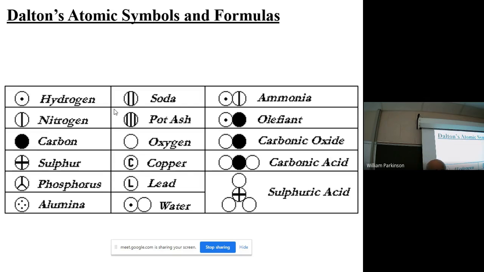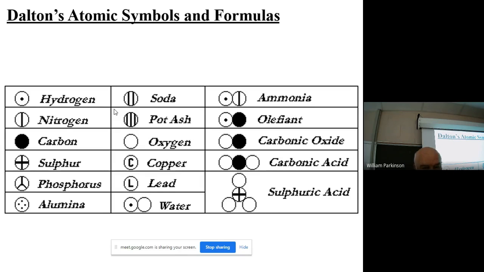And notice ammonia is a combination of hydrogen and nitrogen. It turns out that actually ammonia is nitrogen with 3 hydrogens. So there should have been 3 circles with dots if they really knew the formula for it. Now, other things I will point out to you is they had carbon, they called it carbonic oxide. We would have called that carbon monoxide. Then they had carbonic acid, which is what we would have called carbon dioxide.